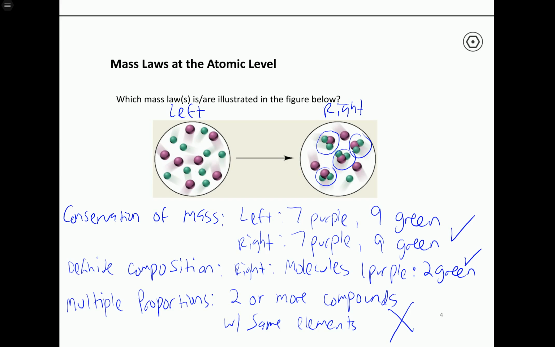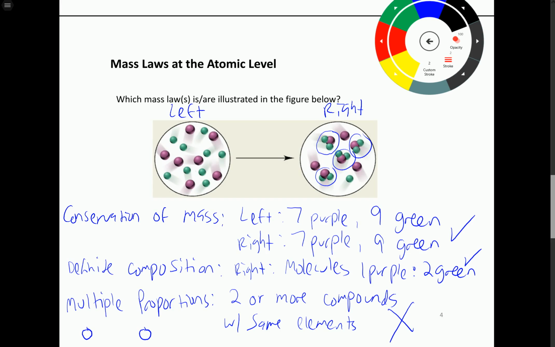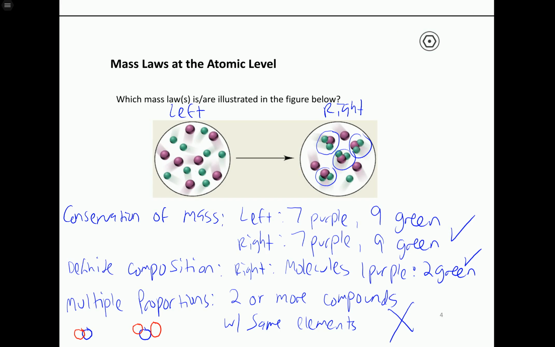Okay, so these are the three mass laws, and remember, for multiple proportions, we have to have two different compounds formed from the same elements. And on a molecular level, multiple proportions would be, for example, if we had two different compounds like this, with, let's say, red and blue as I'm drawing. If we had molecules that look like this and molecules that look like this in our picture, this would be an example of multiple proportions. You have two different molecules with the same elements but in different ratios, and that's what multiple proportions tells us.